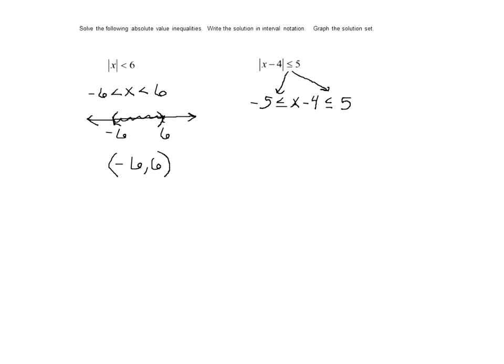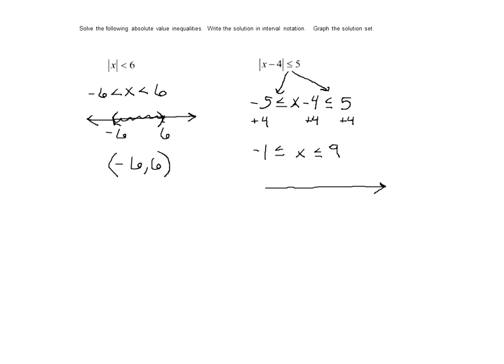To solve a three-part inequality, your goal is to leave the variable in the center. And just like you have to do the same thing to both sides of an equation, you have to do the same thing to all three sides of a three-part inequality. So I'm going to add 4 in all three sections. So that'll leave me with a -1 less than or equal to x less than or equal to 9. That is the algebraic notation.